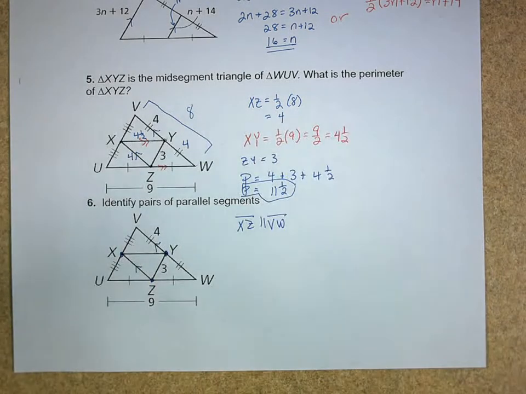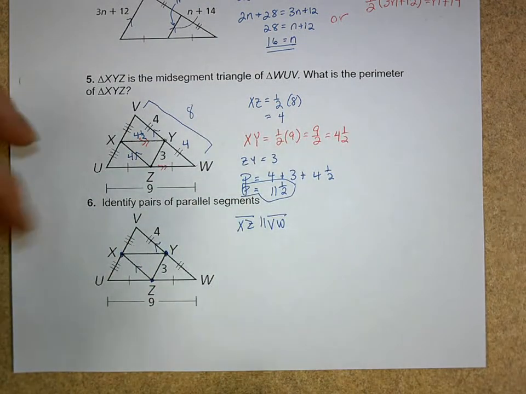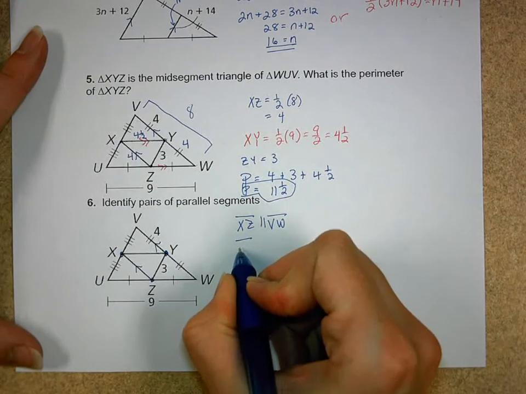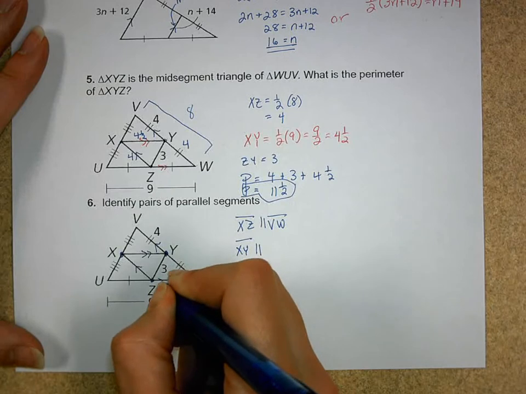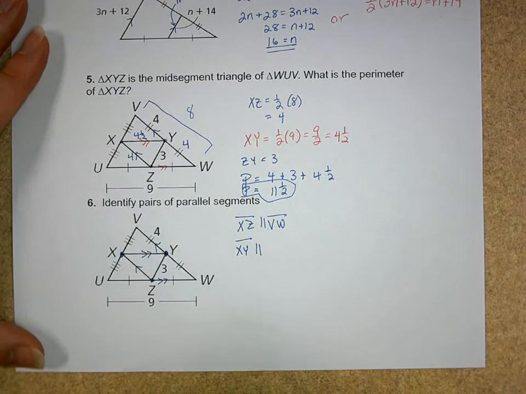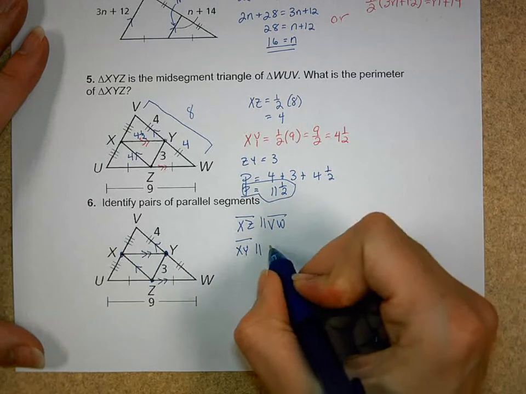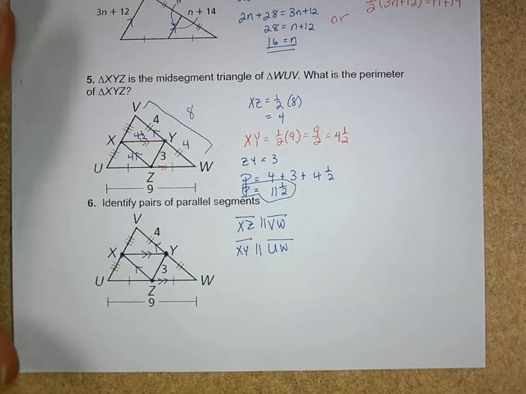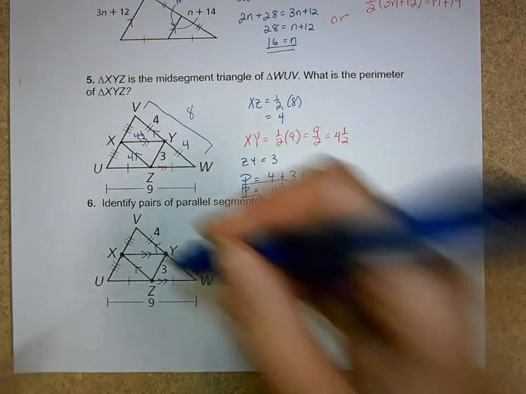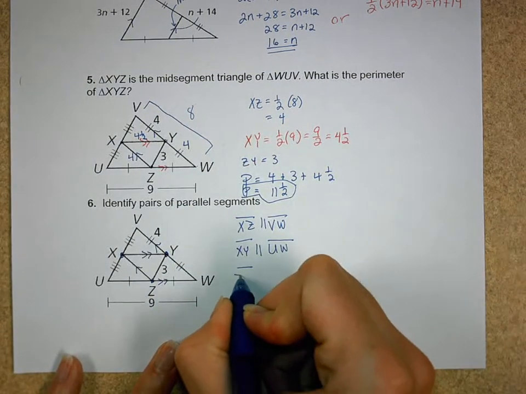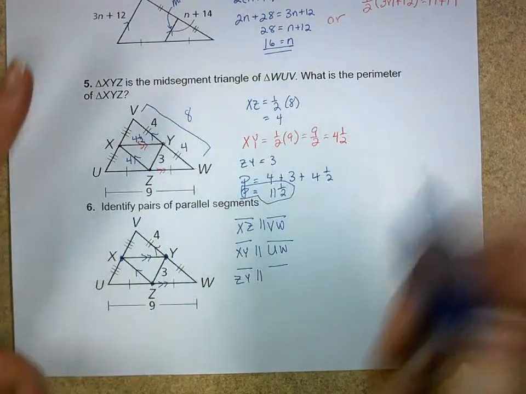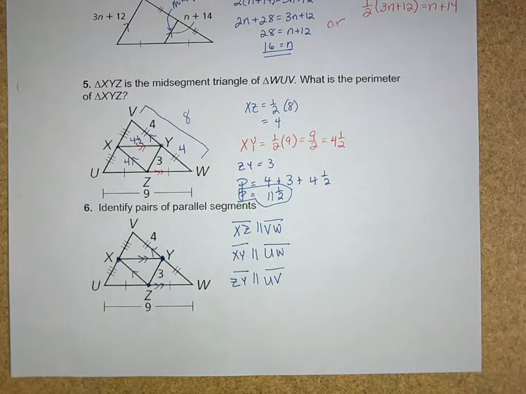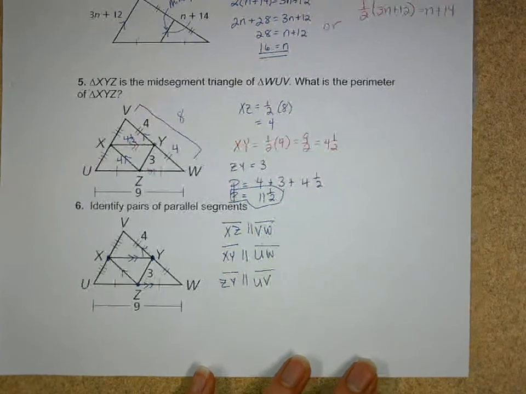Notice I'm marking parallel lines all the time for that reason, so we can identify these. What would XY have to go with? Segment XY is going to be parallel to the whole side UW. Also, I'm going to use the next one here. I'm going to go ZY. Segment ZY is going to be parallel to which side? UV.